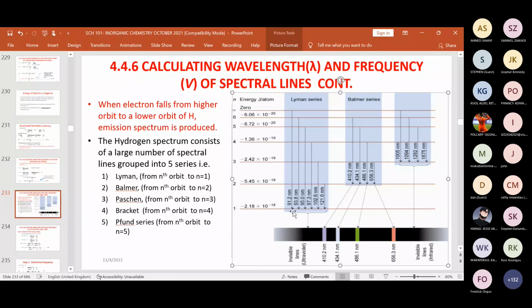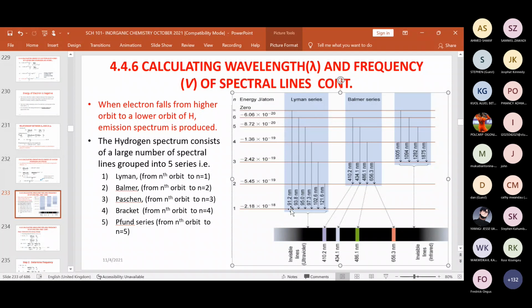I can also ask you to calculate the largest wavelength when an electron transits in the Lyman series. The largest wavelength is where you have the smallest energy change. The largest wavelength is related to the transition from n equals 2 to n equals 1, and you get 121.6. But when n equals 3 to n equals 1, the wavelength is decreasing as you move from higher energy to energy level 1.